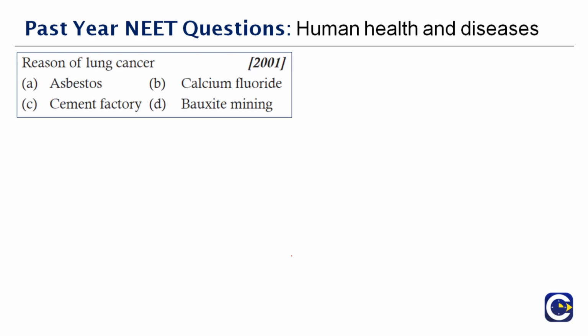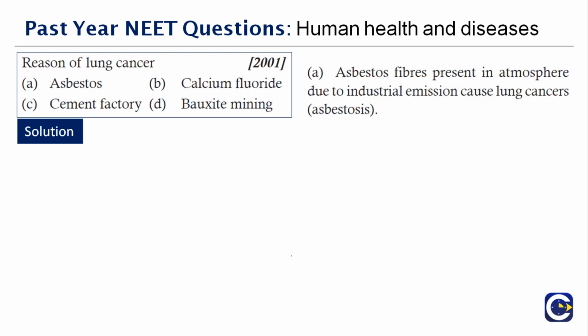Next question here. Reason for lung cancer. Any idea? So what is the reason for lung cancer? Calcium fluoride, bauxite mining, cement factory, all these are factors which enhance the process of lung cancer. But the actual reason for lung cancer is asbestos. Asbestos fibers present in the atmosphere due to industrial emission cause lung cancer, which is very relevant in industrial areas. Therefore, the right answer to this question is option A.